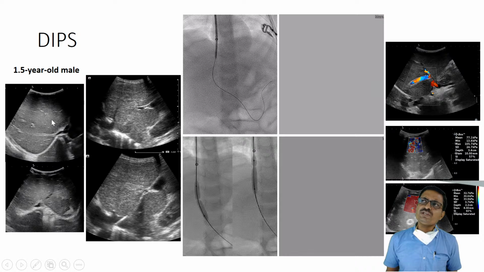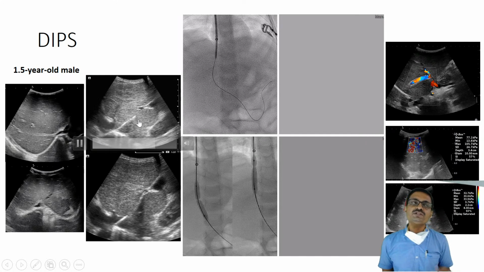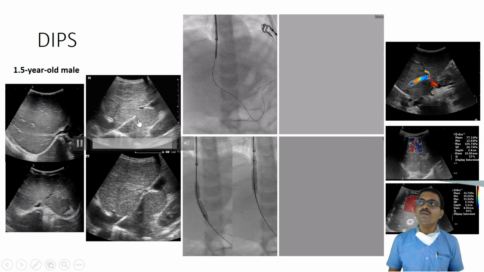So this was a patient who had occlusion of all the 3 hepatic veins, and when we do DIPS, we use a lot of ultrasound. So you can see here under ultrasound guidance, this is the portal vein. We can use ultrasound guidance to puncture the portal vein. Hence, the amount of fluoroscopy which we use becomes very much less.